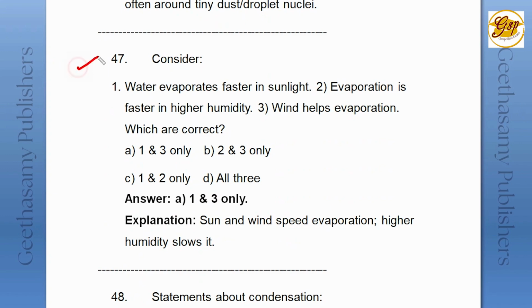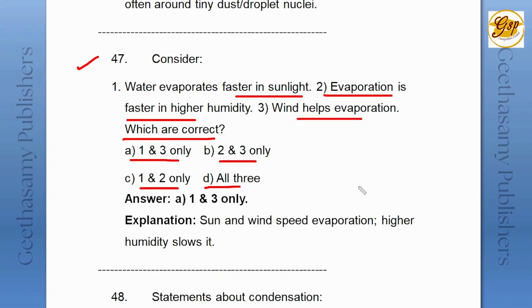And 47th question. 1: water evaporates faster in sunlight. 2: evaporation is faster in higher humidity. 3: wind helps evaporation. So which are correct? 1 and 3 are correct; 1 and 2 and 3; all 3. The correct answer is A, 1 and 3. 1 and 3, that is sun and wind speed up evaporation. Higher humidity slows it.